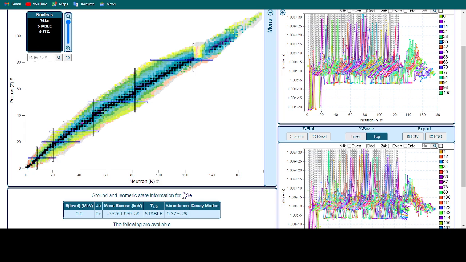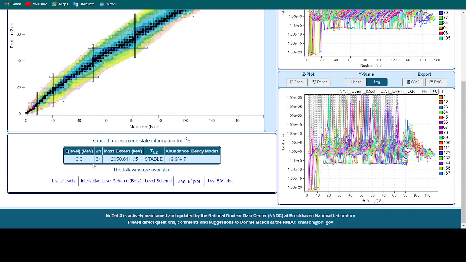Like, let me take any known nuclei, suppose 5. You can also search it over here. Like here I am writing 5 and giving a search, then it will automatically take 5B10, the boron. It is telling that it is stable, and the abundance is 19.9%, and the ground level is 3 plus, E level is 0.0, decay modes, list of levels, and everything is given there.